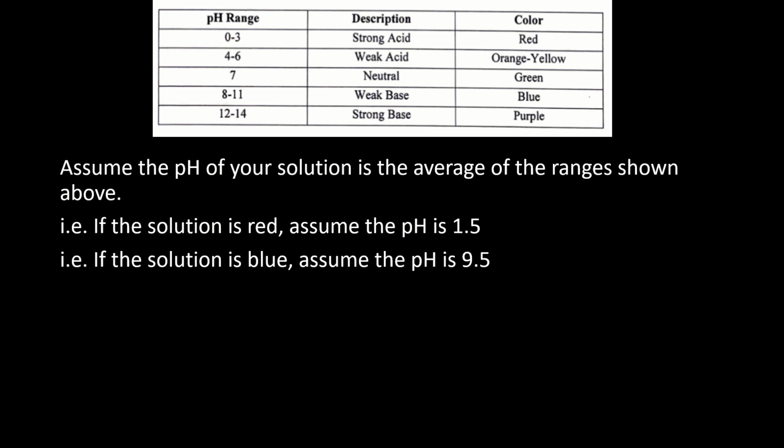When looking at this chart, essentially, this is from your procedure for universal indicator. If you see a range in pH, and that's the color that you see for your solution, just take the average of that range as your pH value. For example, if your solution ends up turning red after you add that salt, then instead of guessing between 0 and 3, just assume qualitatively that it's at 1.5 pH. And if your solution turned blue, well, instead of 8 to 11, just average it out and assume that the pH changed to 9.5. This lab is meant to be very qualitative and not quantitative.